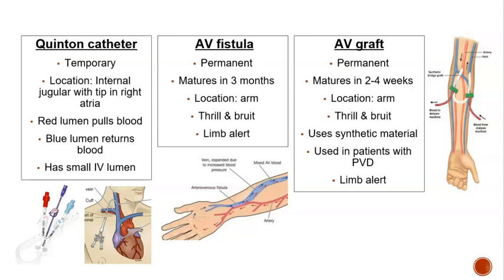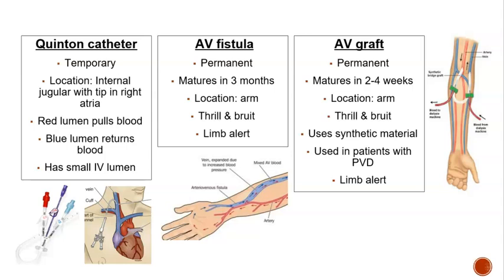Your patient more permanently can have an AV fistula or an AV graft. So these both work in the same way. If your patient has an AV fistula, it's going to mature in 3 months. It's going to be in the patient's arm. And because it's in your patient's arm, you need to make sure they have a limb alert bracelet. And then you'll assess for a thrill and a bruit.